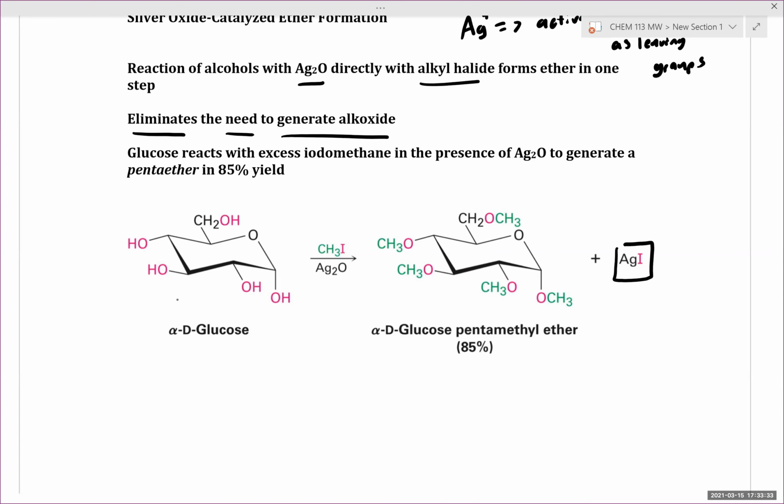Does this idea make sense? And does the role of silver in promoting this reaction make sense?